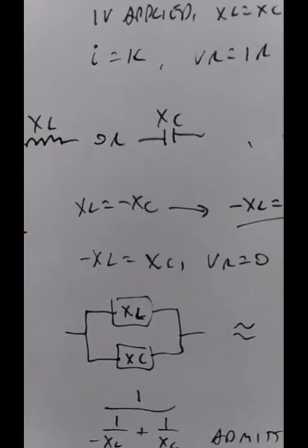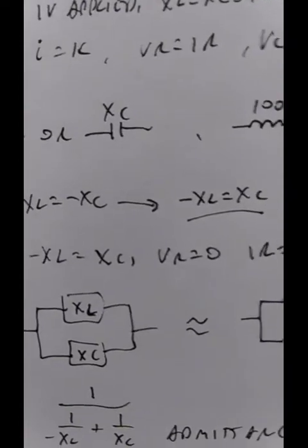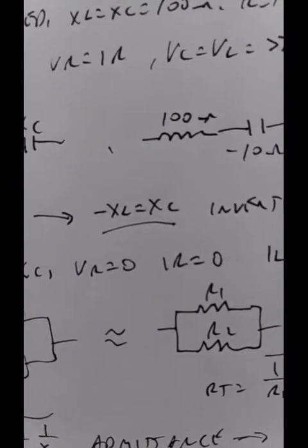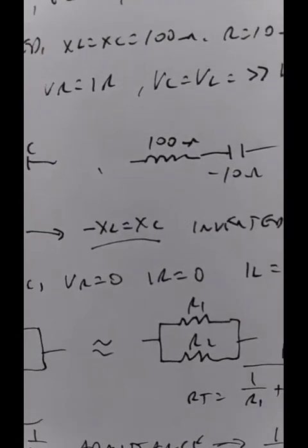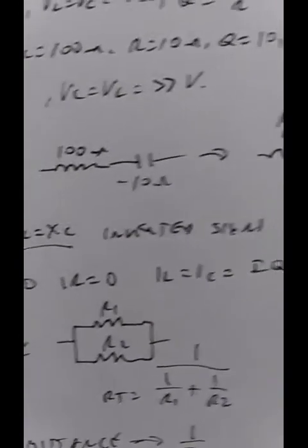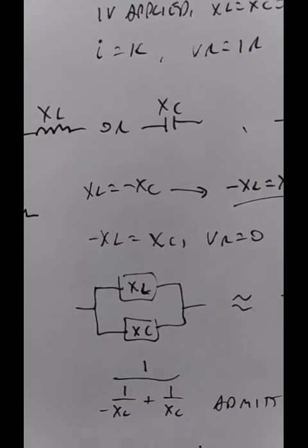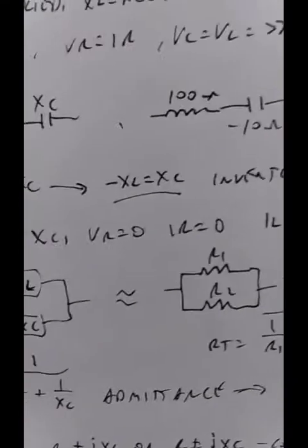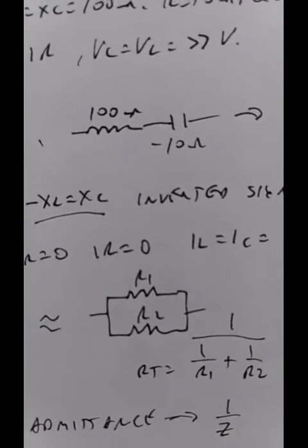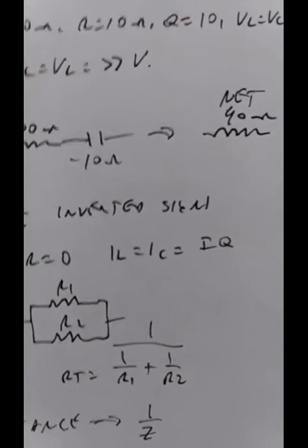X sub L equals minus X sub C in the series circuit becomes minus X sub L equals X sub C, flipping the sign when we consider parallel circuits, inverted signs. Minus X sub L equals X sub C. Voltage across the resistor is 0 at resonance. I times R is 0. I sub L equals I sub C, which is I accelerated by the Q factor.